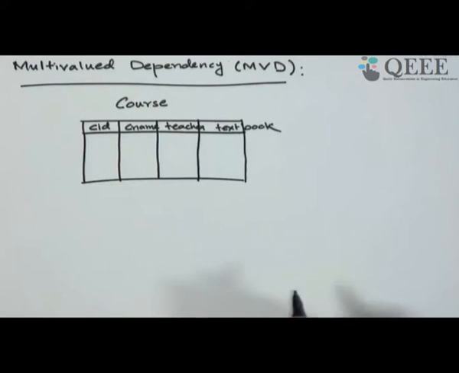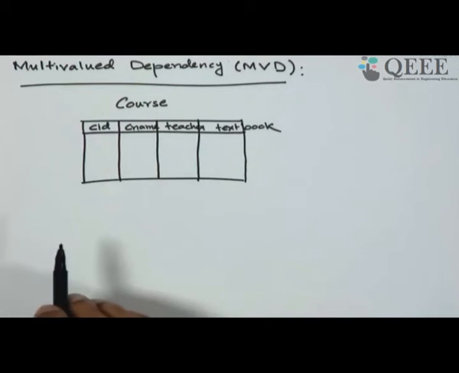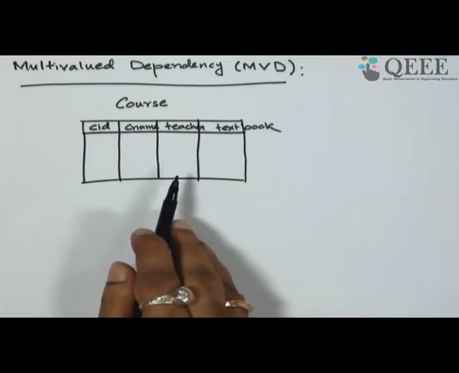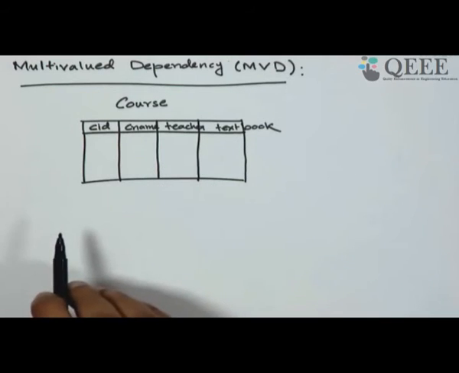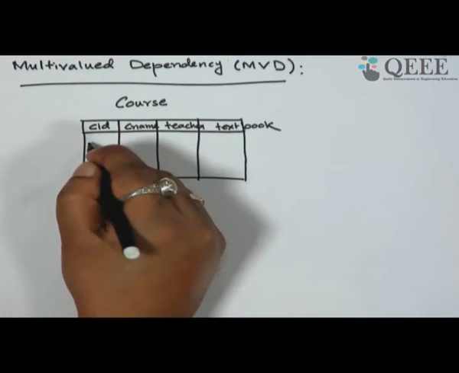Consider a course relation. There are 4 attributes: course ID, course name, a teacher of the course, and a textbook of the course. Now, suppose two of these attributes have multiple values. For example, there are two teachers teaching this course. Similarly, there might be two textbooks prescribed for the course. So, if I want to keep all this information in the database, it will look like this.